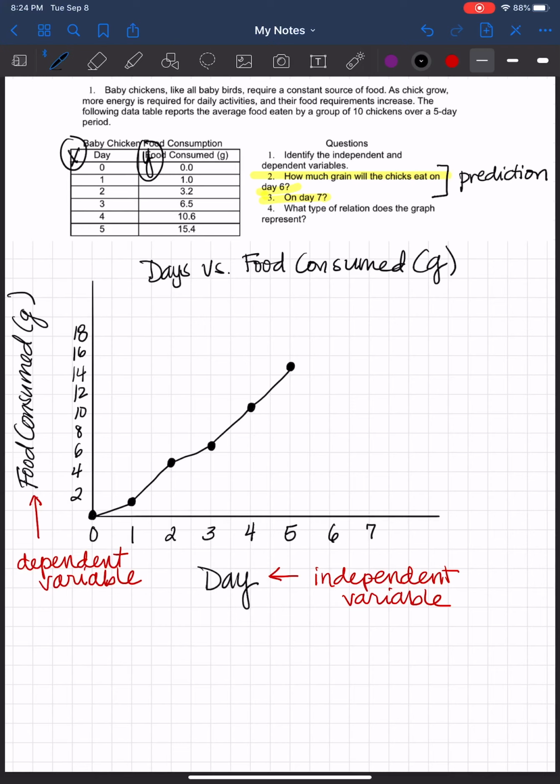And then number 4, it's asking what type of relation does this graph represent? So what does it show us? Is it an increasing trend, decreasing trend? The trend stays the same, the trend's all over the place. Hopefully you would say that the trend or the relationship is increasing. And then that's it. Pretty straightforward. You just have to take a look at the questions and see, they might be something that you just have to predict, or a fancy word for that is extrapolate. So hopefully that helps. If not, then it looks like we're going to need a little bit more practice on this one.